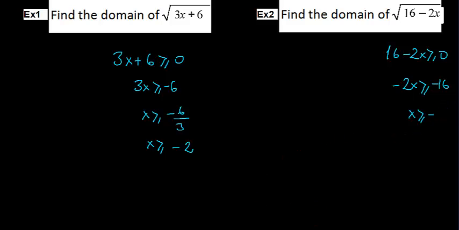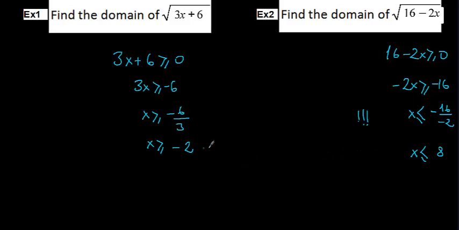Sorry, I made a mistake here. The mistake that I made was the direction of the inequality sign. Why does greater than become smaller than? Because we are dividing by a negative number. When you divide or multiply by a negative number, you should change the direction of the sign. So it's going to be x is less than or equal to minus 16 over minus 2, which is 8. We have to be careful about this step here.